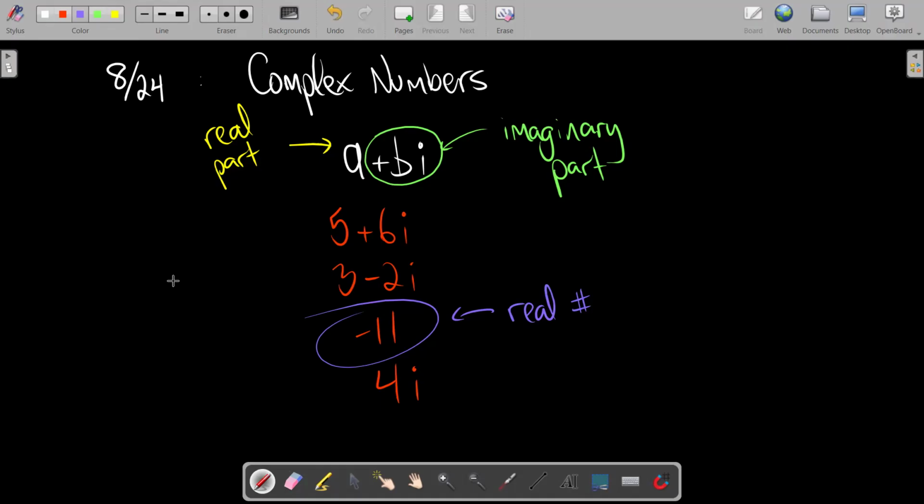And then the last thing I think that's worthy of note here is this last one, 4i, and what's unique or significant about him? Yeah, it has no real part, right? It has a name, and it is called a pure imaginary.